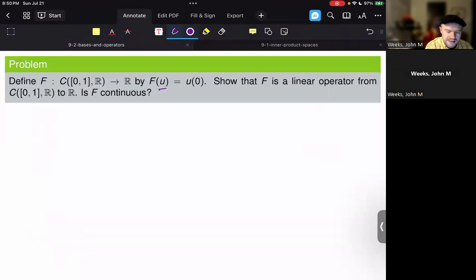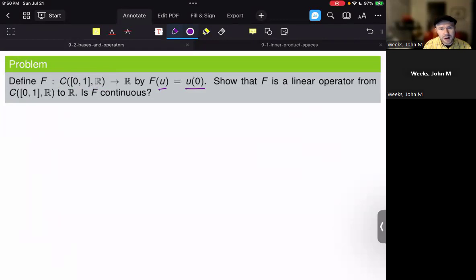u is itself a continuous function from 0 to 1. It's defined at any value that I might plug in going from 0 to 1. So I'm just going to plug in 0 for that function. u of 0 is a value in the real numbers. It's the value that I would get from plugging in 0 into the continuous function that I'm calling lowercase u. Let's show that F is a linear operator going from one space to this other one. Then we'll ask if F is continuous.